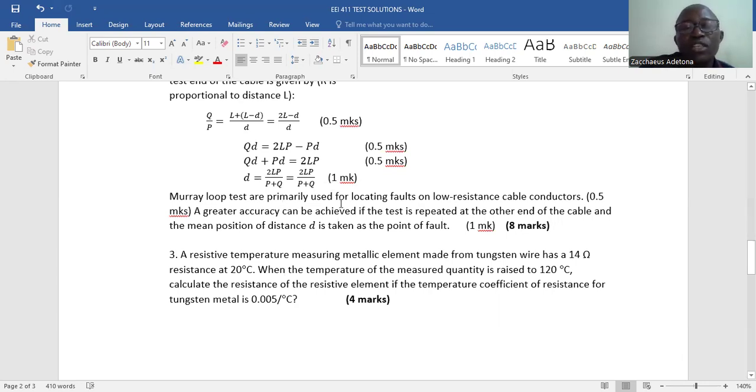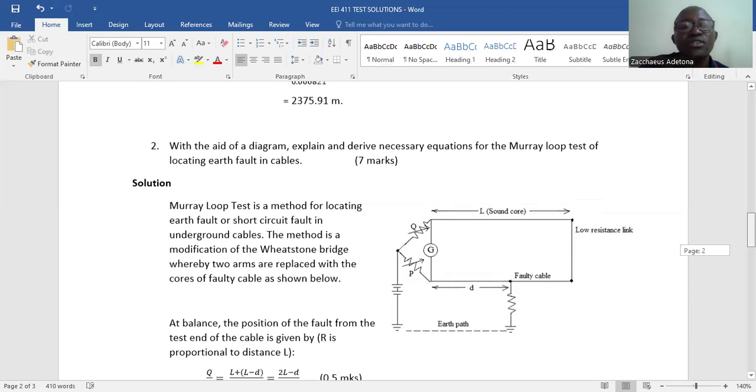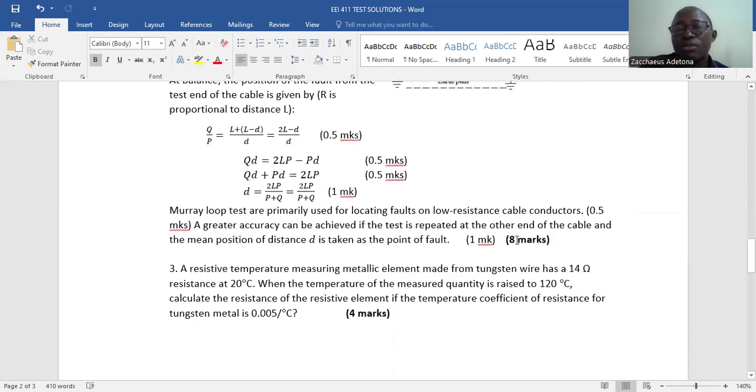Murray-Loop tests are primarily used for locating faults on low resistance cable conductors. Greater accuracy can be achieved if the test is repeated at the other end of the cable, and the mean position of distance D is taken as the point of fault. So that's what we have, and that's the solution to that problem. If you write out this, you possibly get full marks. That's about 7 marks.